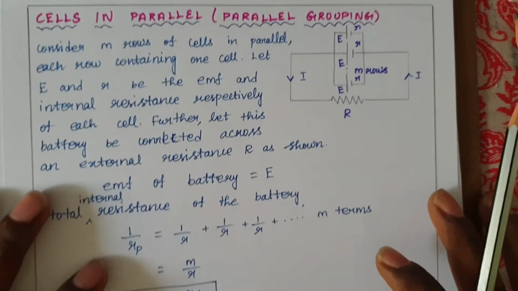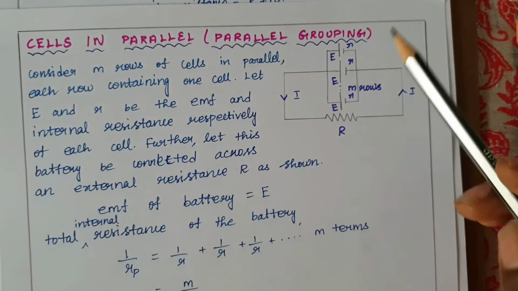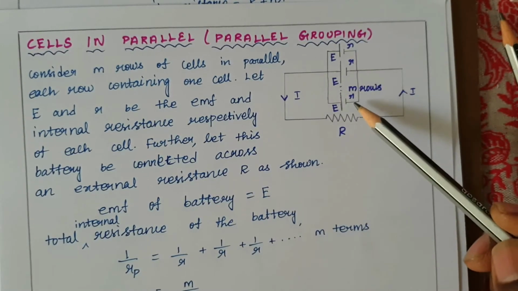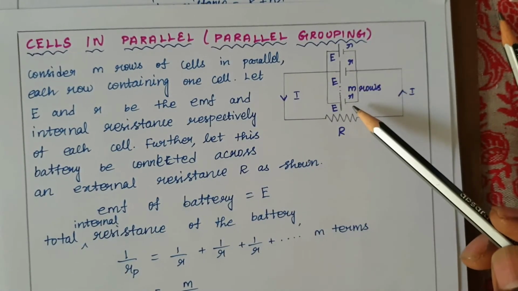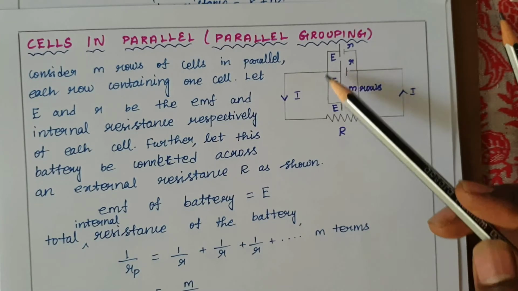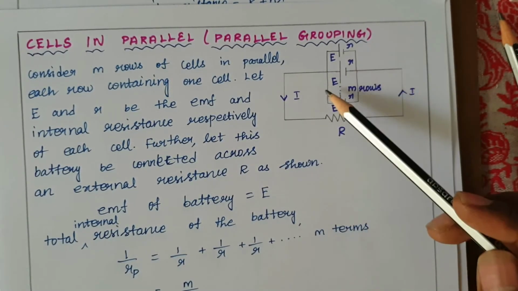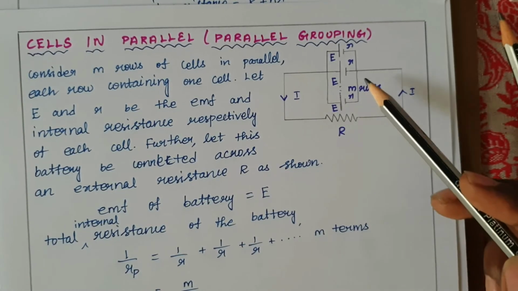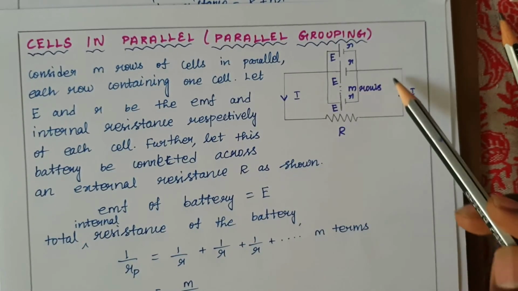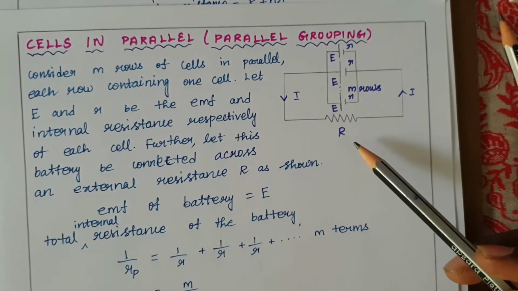The next one is parallel grouping. You can see that in parallel grouping, I have to connect many cells one by one in parallel combination. That means all the positive terminals and all the negative terminals are connected to a particular point. Then that will be connected to an external resistance R.